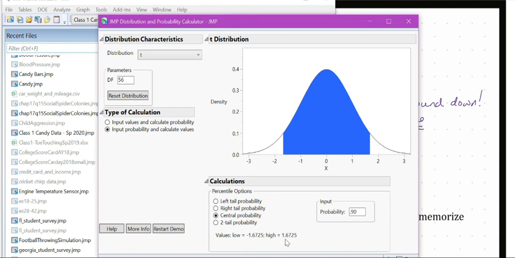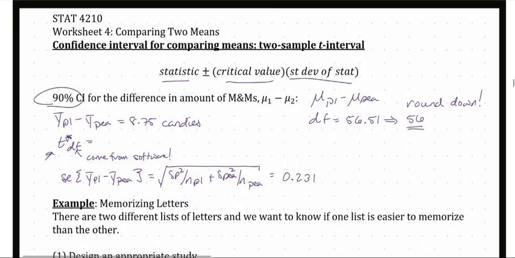How far away, this 1.67, is how far away I need to go to get 90% confident, or 90% of the sample statistics or sample differences from the true mean difference. So 1.67 standard deviations should do it. So I come back here, and my t-critical value is 1.67.